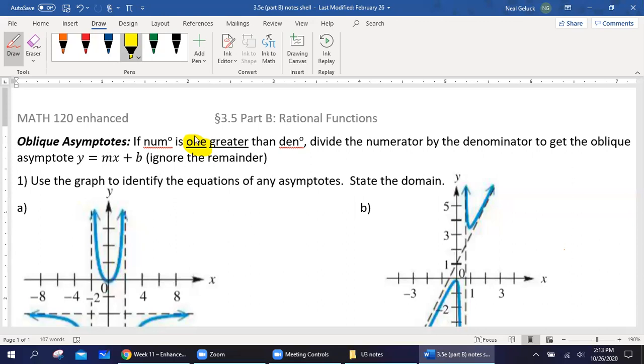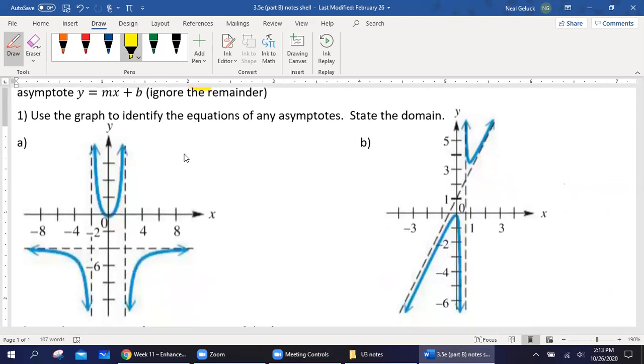Now, this may lead to the question, what if the numerator is 2 bigger or 3 bigger? Those get more complicated, and we won't deal with those at all. On the first problems here, though, we're just going to visually figure out the asymptotes.